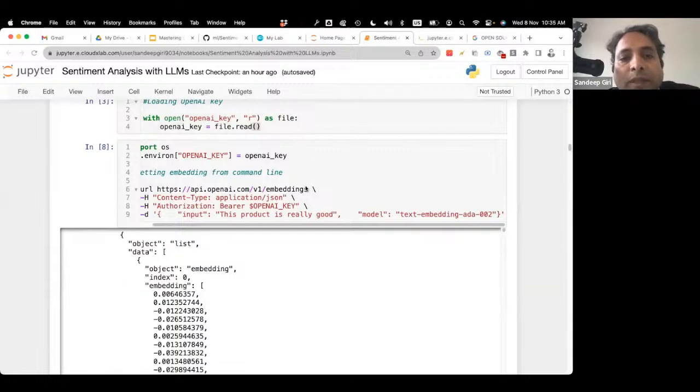A question from Shravani is that when one word is entered as text for embedding versus when a sentence is entered, is the number of embedding the same? Yes. That's the interesting part. And it's around 1500.